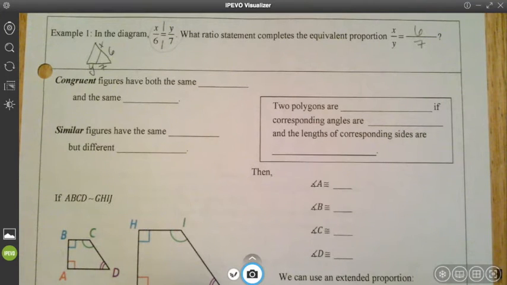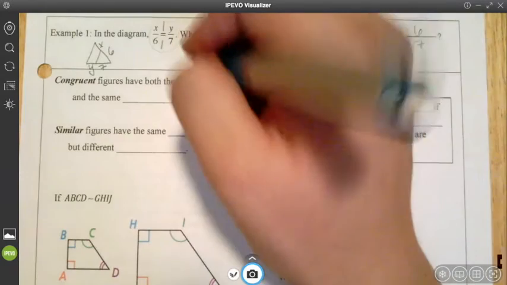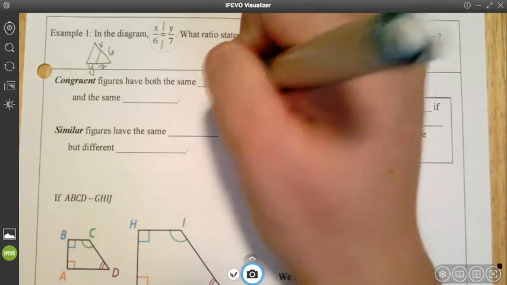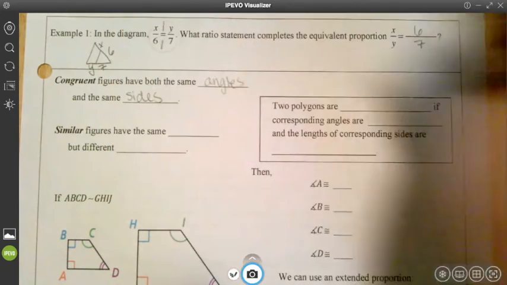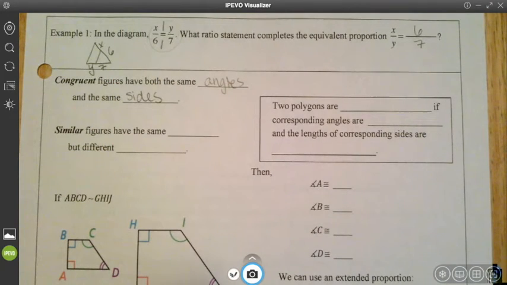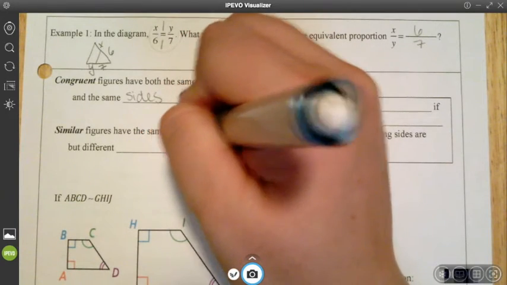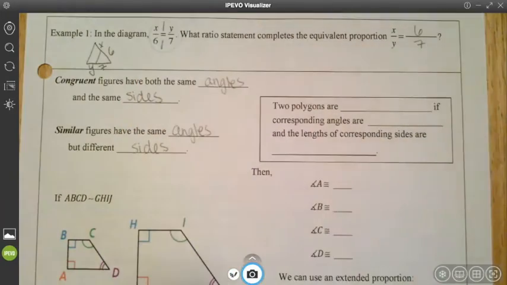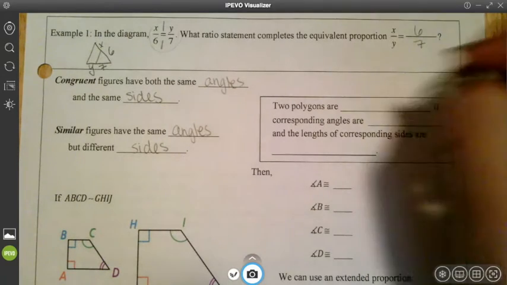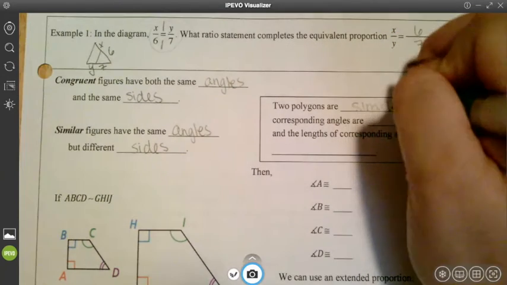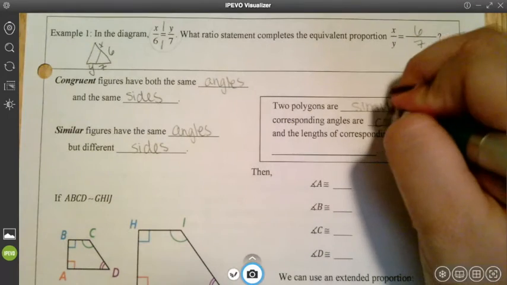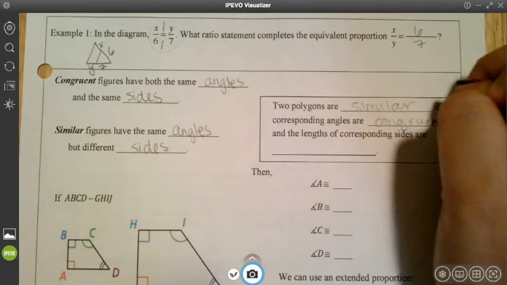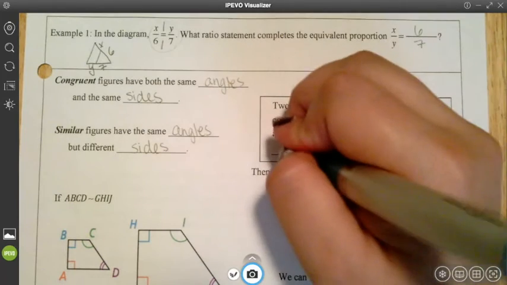Now, why is this all important? It's important so that we can apply it to polygons. Because for congruent polygons, they have the same angles and the same sides, right? All of the measurements were equal to each other. For similar polygons, we will still have the same angles, but now we have sides that are different, and they're different in a very special way. Okay, the two polygons are only similar if the corresponding angles are congruent. So again, the angles stay the same measurements, but the sides are proportional.